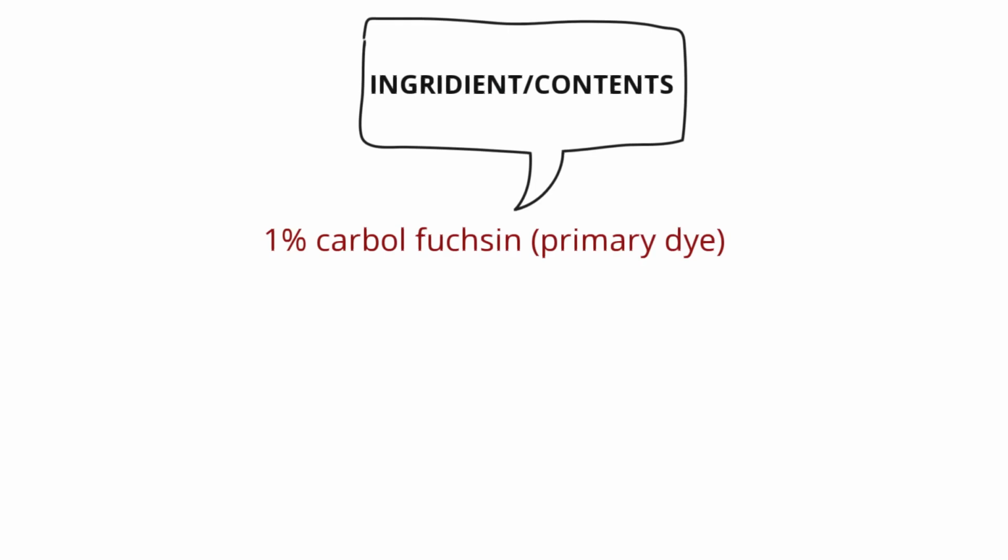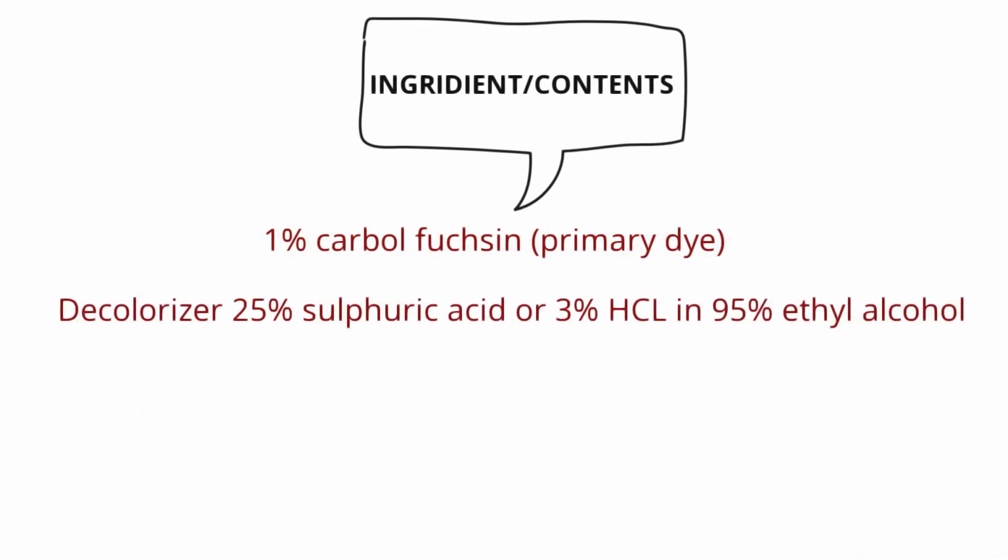This strong carbofuchsin allows penetration of the stain and aids in identification of the mycobacterium species. Also, inside this carbofuchsin there is phenol, which acts as a mordant to enhance the staining process of the carbofuchsin.